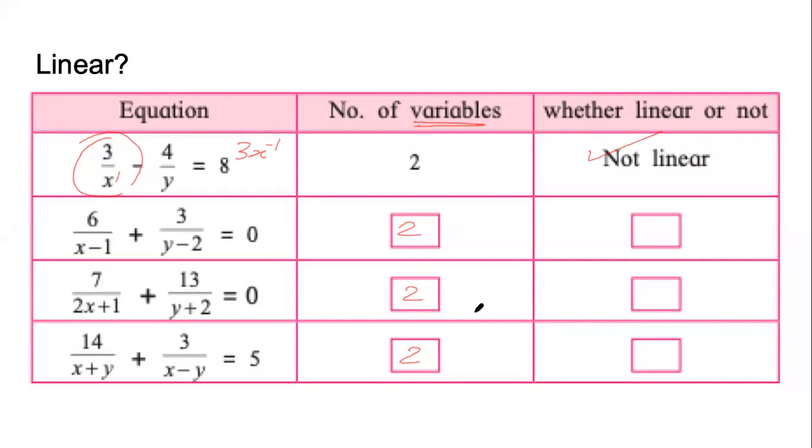I have explained to you that wherever the variable is in the denominator, the power is negative, and negative power is not allowed in a linear equation. What can you tell me about equation number 2, equation number 3, and equation number 4? Are they linear or not? You can come out of mute or you can type. Correct answer, Khadija. Waiting for more answers.